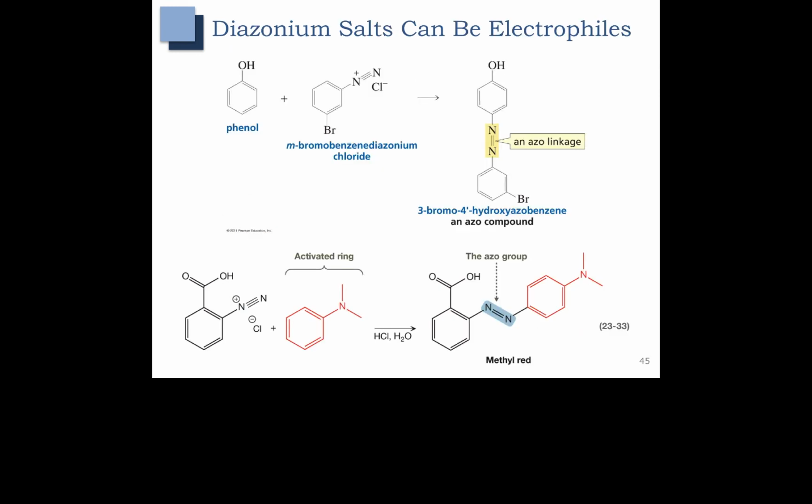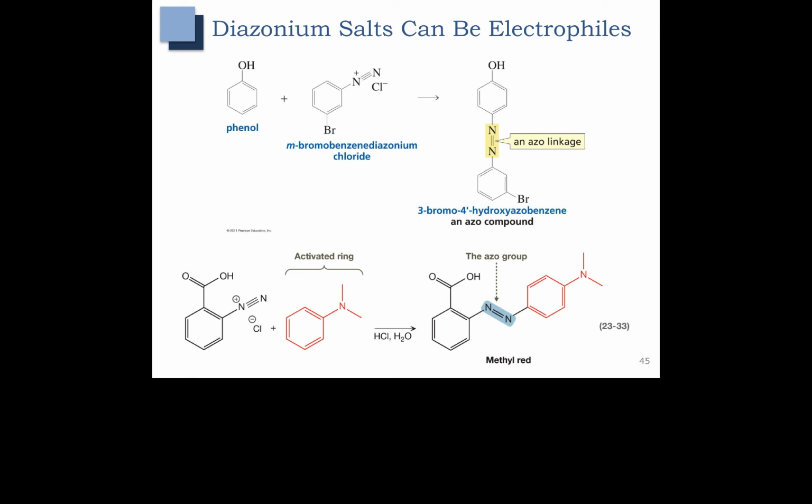Now let's talk about diazonium salts, and they can actually be electrophiles, just like things like Br+ can be electrophiles. So diazonium salts, remember that we make those from amines, and you can see in this example a diazonium salt that was generated. So here's our diazonium salt.